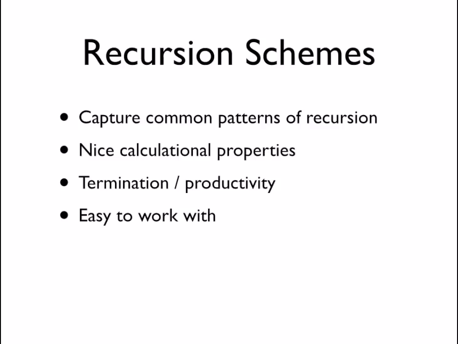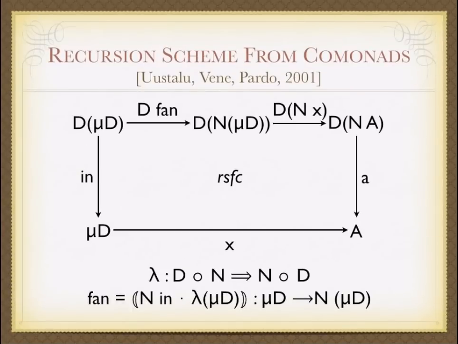But with so very many different variations, an obvious question is whether or not we can unify them. In fact, there have been a number of attempts. In 2001, Uustalu, Vene and Pardo presented recursion schemes from comonads, which I'll call RSFCs for short. You'll note that there are some similarities to catamorphisms on the left of the diagram, but on the top you'll find that there's this N structure.